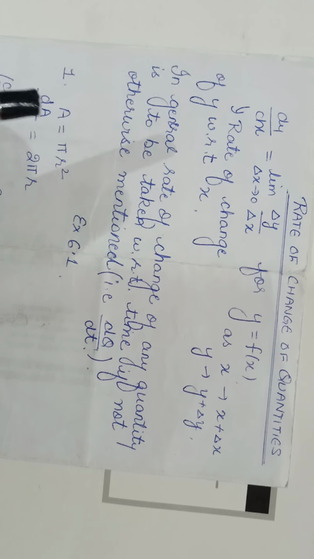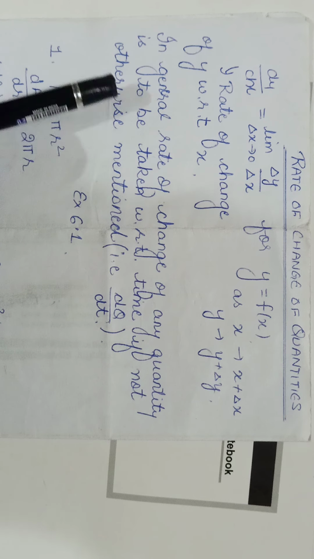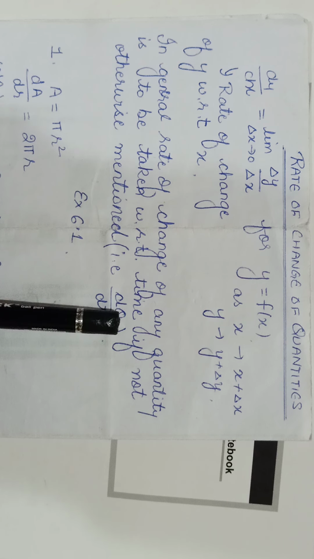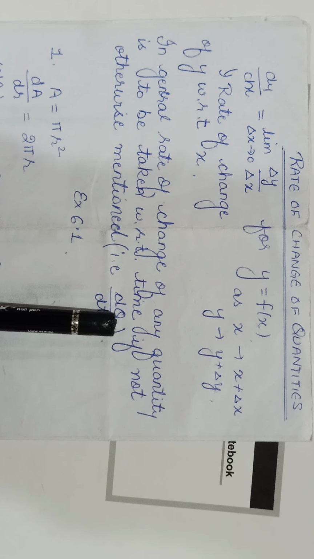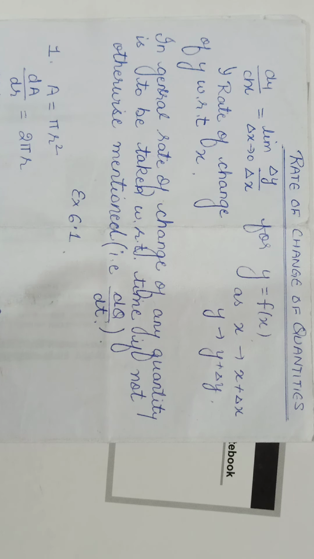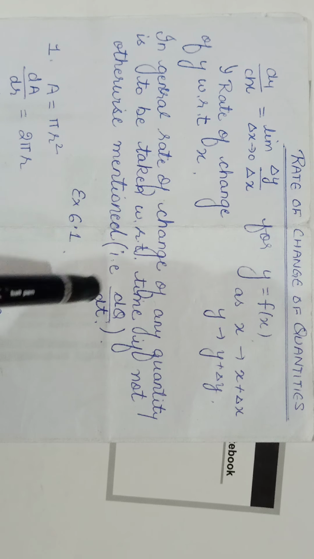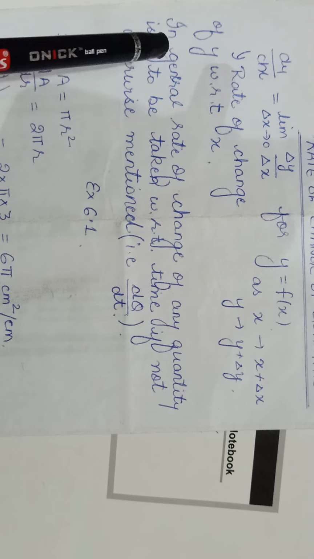Clear? As I've told you, in general, rate of change of any quantity is to be taken with respect to time. If the question says find the rate of change and doesn't mention anything more, the rate is to be taken according to unit time. Whenever it is rate, it is the change that has occurred in a unit time. So it has to be d by dt when they are just saying find rate.